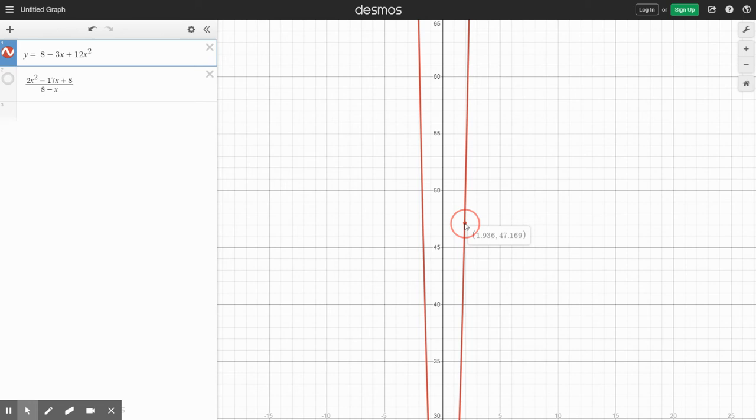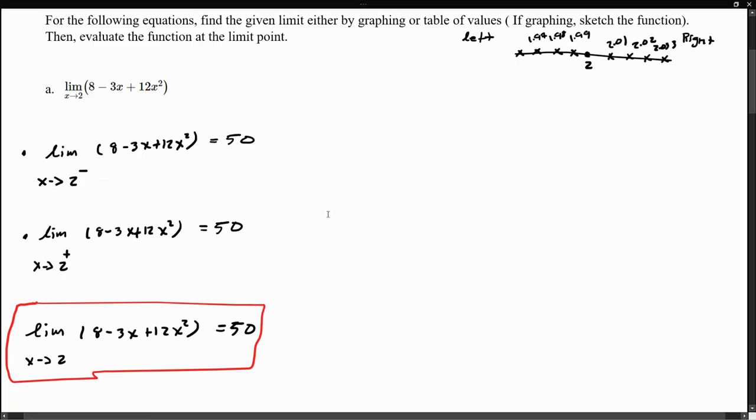Turns out if we approach 50 from the left-hand side, if we take a look at the y values, we seem to be approaching the value of 50. And again, if we approach it from the right-hand side, notice that we're also approaching the value of 50. So if we come from the left, you approach 50 as x gets closer to 2, and if you approach it from the right, you also approach 50 as you're getting closer to 2. So therefore, if the left equals the right, then that's the limit. And that's exactly what we just wrote here.